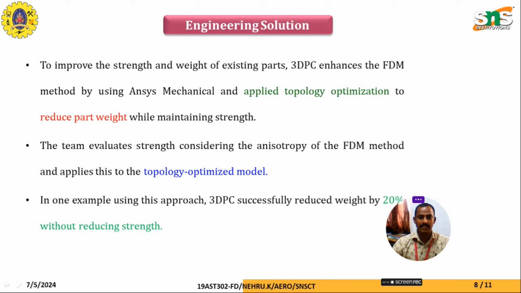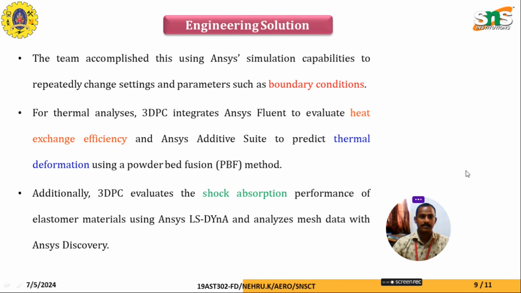The team avoided the strength conditioning considerations they anticipated and applied the topology optimization model to the FDM method. In one example, using this approach, the 3D printer company successfully reduced the weight by 20% without reducing its strength. Next, the team accomplished this using ANSYS simulation capability to repeatedly change settings and parameters such as boundary conditions.